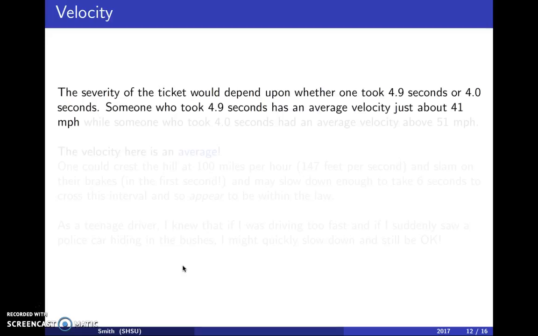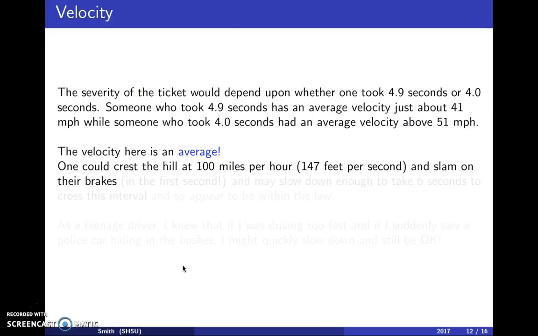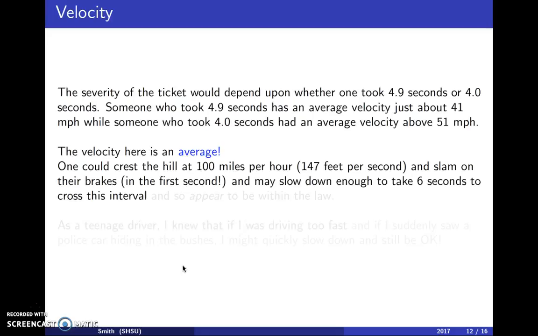If you took 4.9 seconds, according to the stopwatch, your velocity was on average 41 miles an hour. If you took 4 seconds, your velocity was 51 miles an hour. So you'd get a different ticket depending upon how fast you were. But that's an average. In theory, one could go over the hill at 100 miles an hour, 147 feet per second, slam on your brakes, better do that in the first second, and slow way down so that it takes you 6 seconds to cross this interval, and you would appear to be within the law.